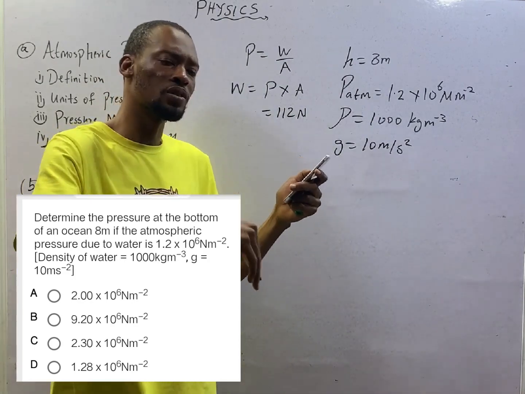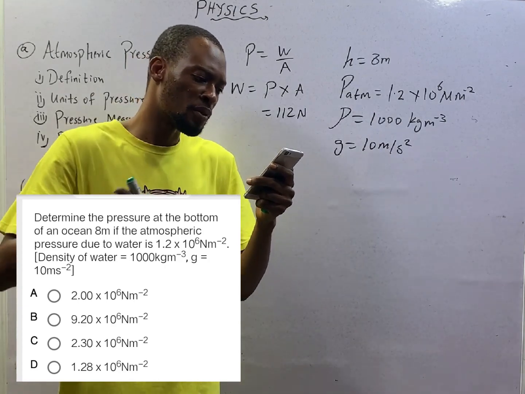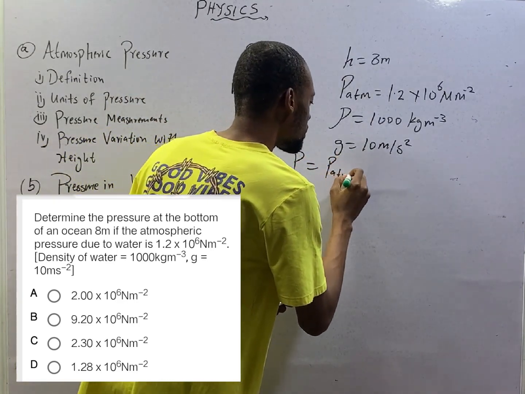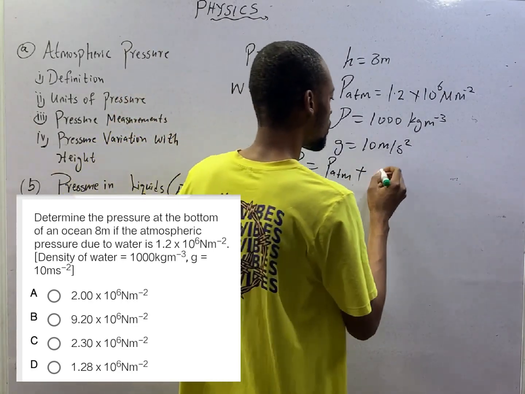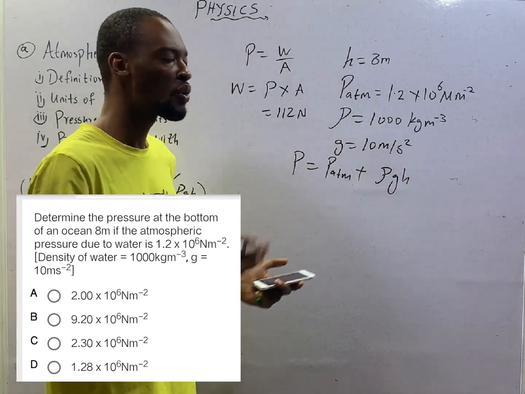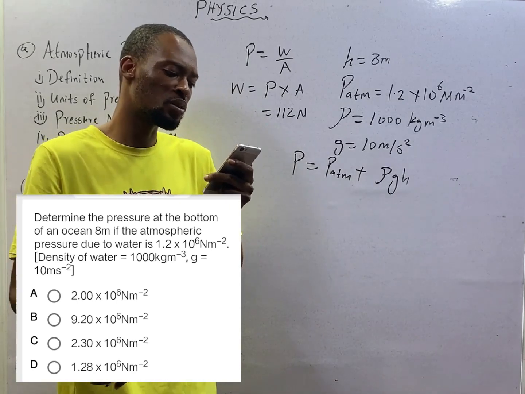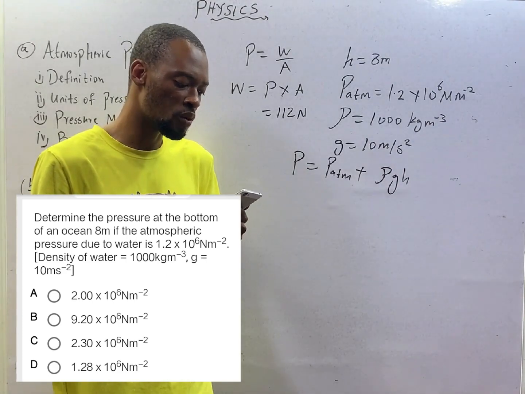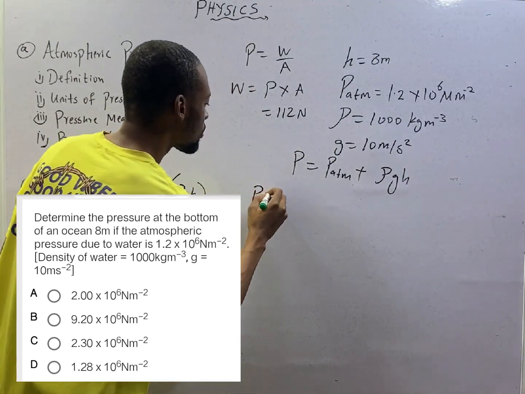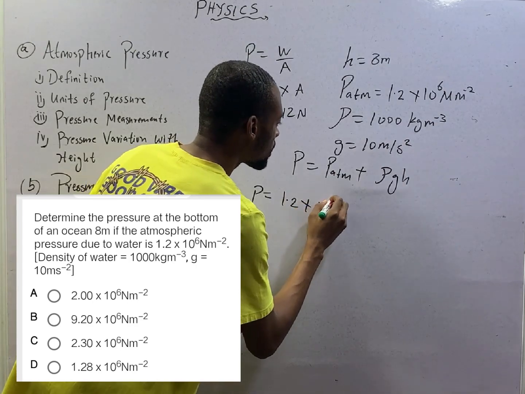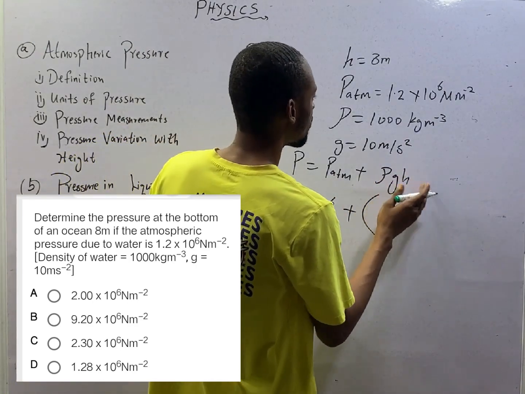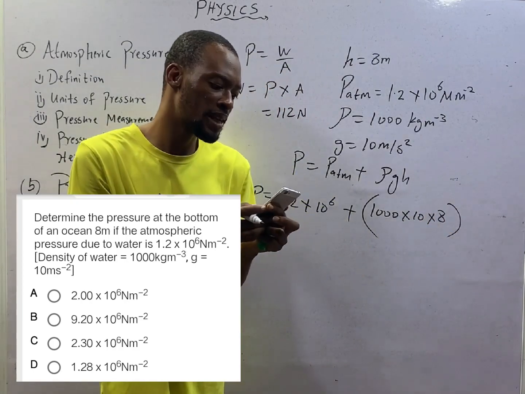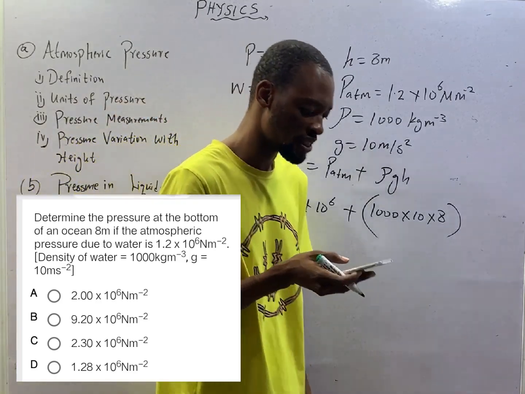Now look at this. Anytime you are given an ocean, river or well, the total pressure at the bottom is the sum of atmospheric pressure and the pressure of the liquid. So the total pressure equals atmospheric pressure plus the pressure of the liquid, which is rho g h. This is the formula when you have a well, sea or river and you are asked to look for the pressure at a particular depth or bottom. The pressure becomes atmospheric pressure, 1.2 times 10 to the power of 6, plus pressure due to water, 1000 times 10 times 8, which is the height. When you multiply this, you should get 1.28 times 10 raised to the power of 6 as seen in option D.